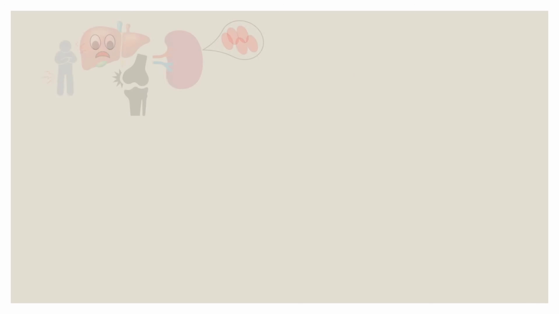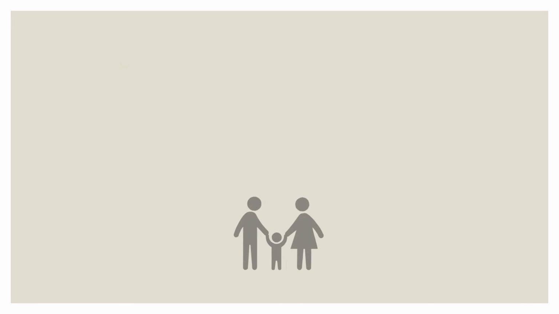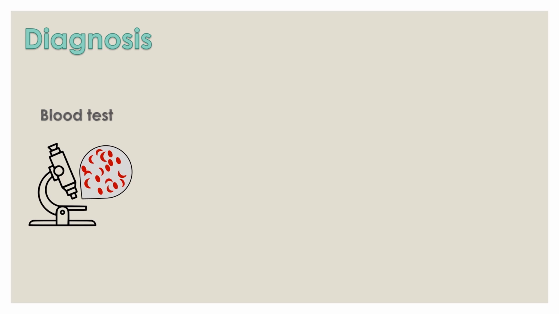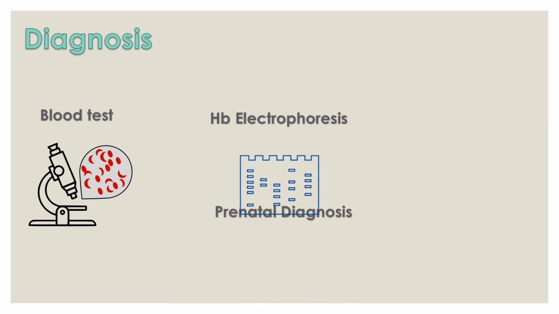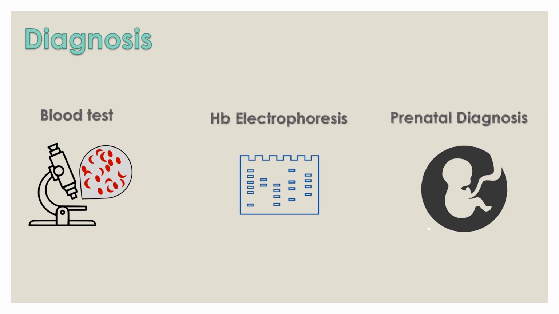We've talked about what sickle cell anemia is, what the symptoms are, how sickle cell is inherited, and what complications sickle cell anemia can lead to. Now, let's talk about how sickle cell anemia is diagnosed. There are several diagnosis techniques: blood test, hemoglobin electrophoresis, and prenatal diagnosis.